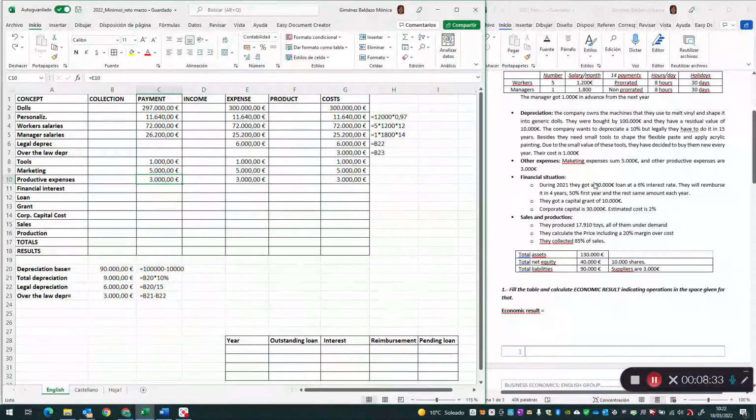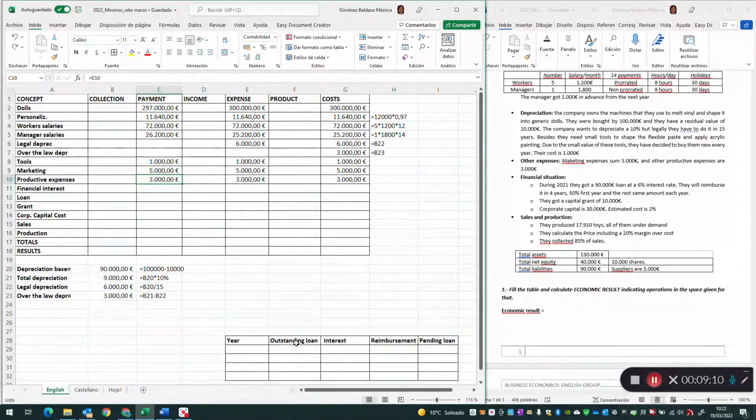It says they got a loan at a 6% interest rate. They are going to reimburse it in 4 years, 50% the first year, and the rest the same amount each year. They got a capital grant and they have the corporate capital. As you can see on the screen, we have the loan chart down here, but I'm not going to solve it right now. I'm going to do just a couple of operations here on the left of the screen, so you can see the financial interest, the loan for the year, and so on. After I have finished calculating the results, then I will deal with the chart, okay?